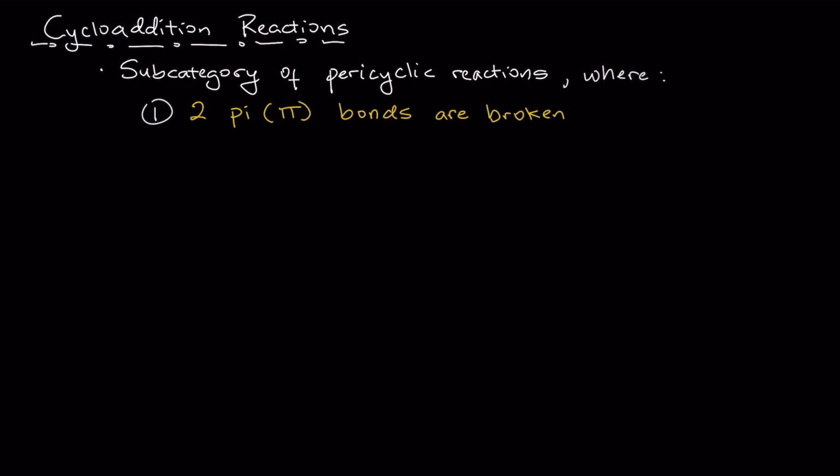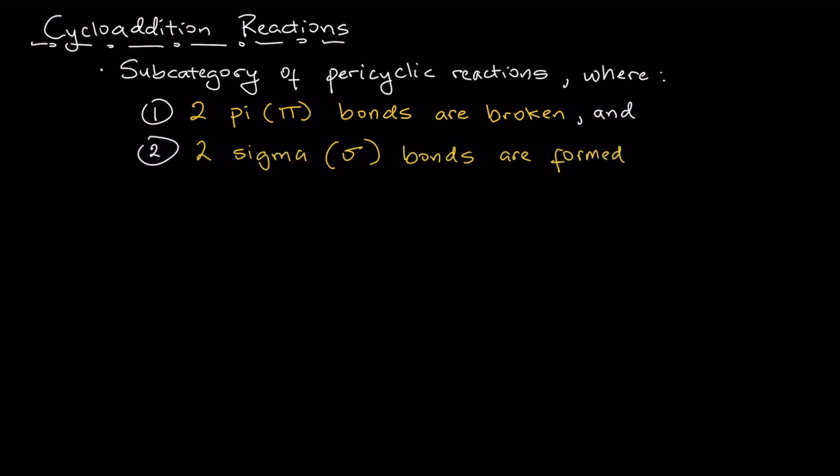So now that we've defined pericyclic reactions, we will turn to cycloaddition reactions. Cycloaddition reactions are a subcategory of pericyclic reactions where two conditions are met. Condition one is that two pi bonds are broken in the reaction, and condition two is that two sigma bonds are formed. So simultaneously in this one reaction step, in cycloaddition, you should expect two pi bonds breaking and two sigma bonds forming.